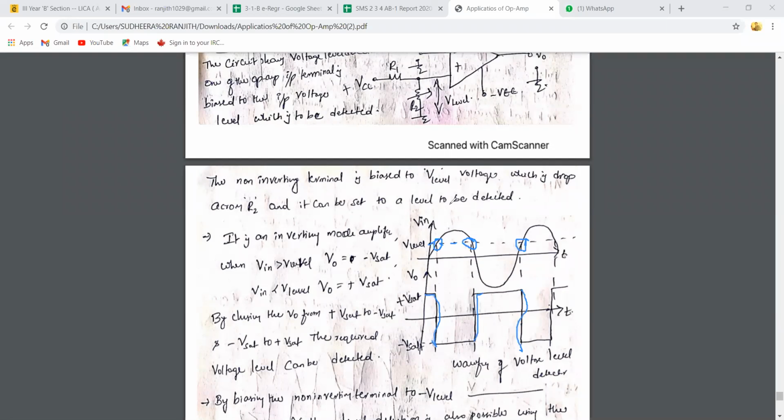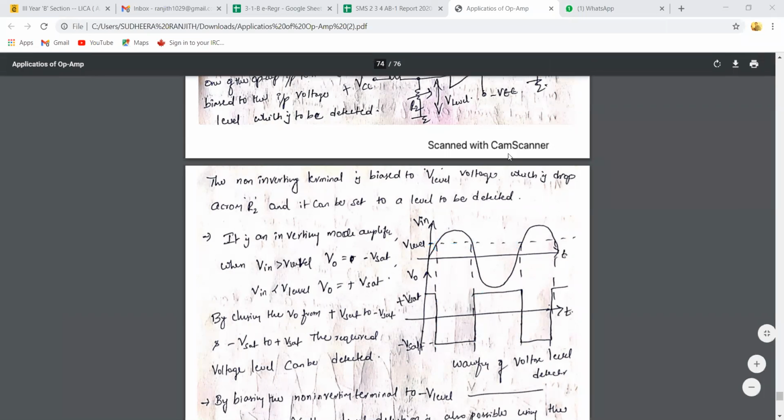That means whenever it crosses some particular level of the input signal, the output changes state from plus VSAT to minus VSAT and vice versa. This is how the comparator is used as level detector. Is it clear, all of you? Is it clear? Yes, sir.